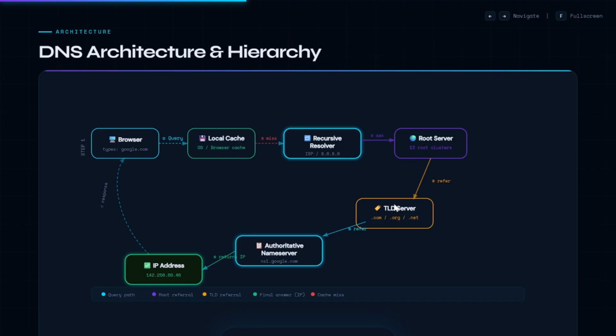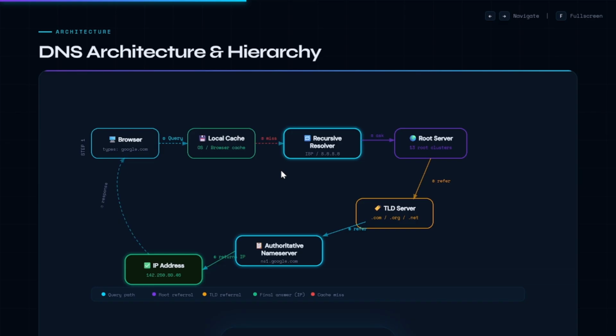So if they ask you what is the architecture of DNS, you can see here. This is the browser, the first step, where you type google.com and it checks the local cache. Then this is the recursive resolver, provided by your ISP or something like 8.8.8.8. Then we have a root server, which is the top level authority of DNS. Then we have a TLD server which handles domains like .com, .in, .org, .net and so on.